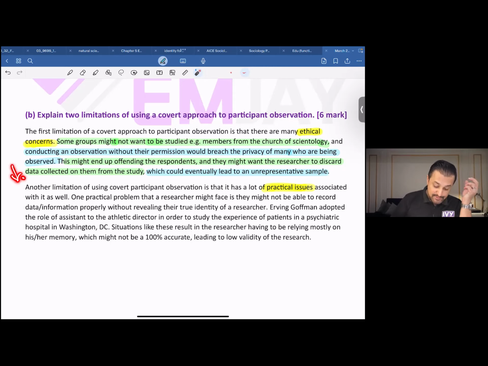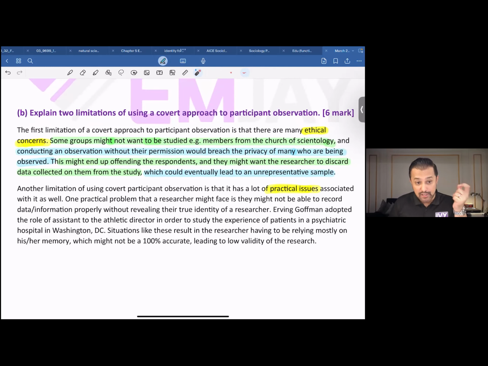So the second explanation to what? The second explanation to the disadvantage or the limitation of using covert participant observation, right? Another limitation of using covert participant observation is that it has a lot of practical issues associated with it as well. One practical problem that a researcher might face is they might not be able to record data or information properly without revealing the true identity of the researcher.